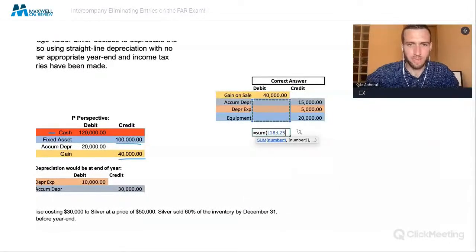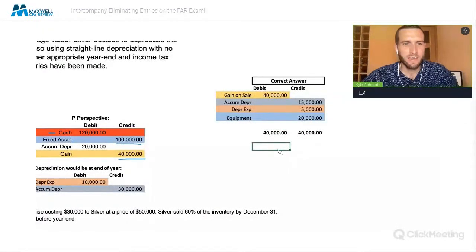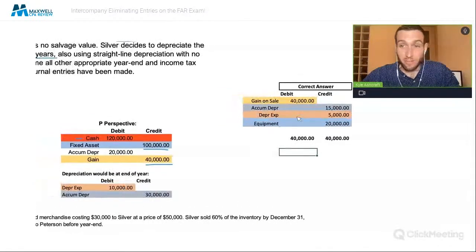Once again, we always make sure it balances. Great. It's such a good feeling at the very end whenever everything balances and it works. That would be our eliminating entry there.